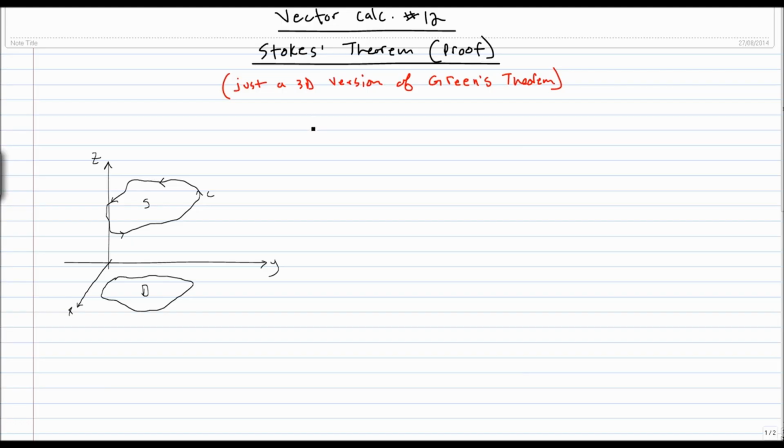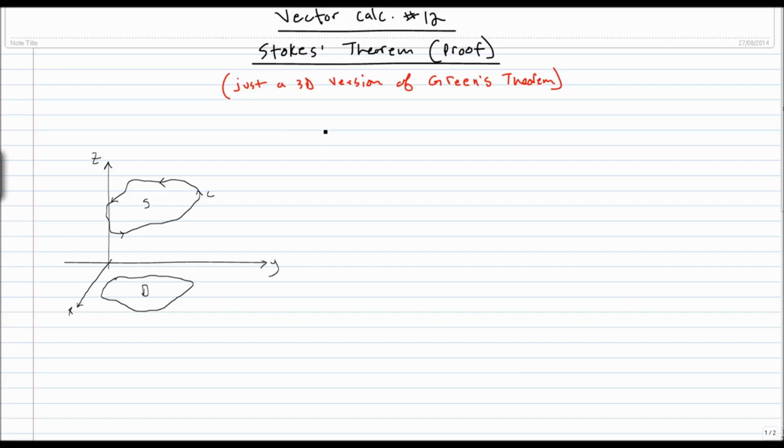So remember, Green's theorem says that the line integral around a closed curve in the xy plane is equal to the double integral of some quantity over the region bounded by that curve. Well, Stokes' theorem is very similar.